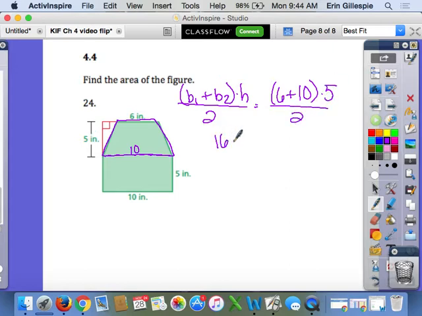So 6 plus 10 is 16. 16 times 5 is 80. 80 divided by 2 is 40. So I know the area of the trapezoid up here is 40.